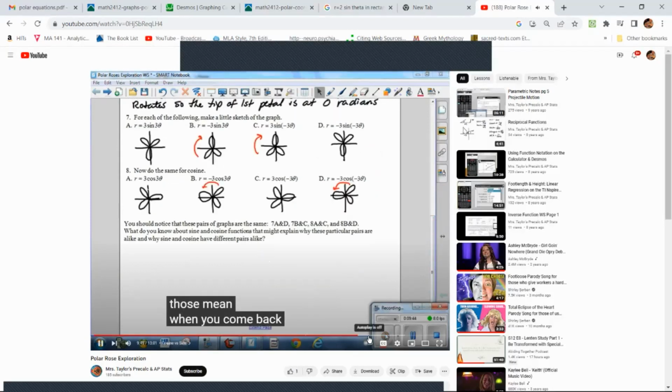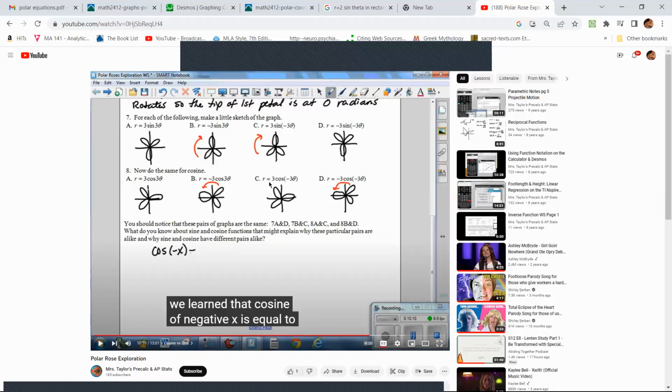So what happened here? If this is 3 cosine theta, then negative 3 cosine 3 theta reflects your petals around, because you're backing up along the axis. There are still 3 petals because of the 3 theta. They still start on a polar axis, but on the opposite side. So they reflect.